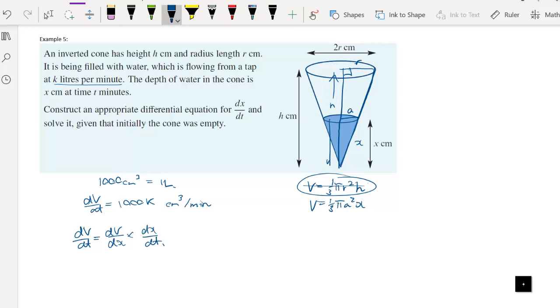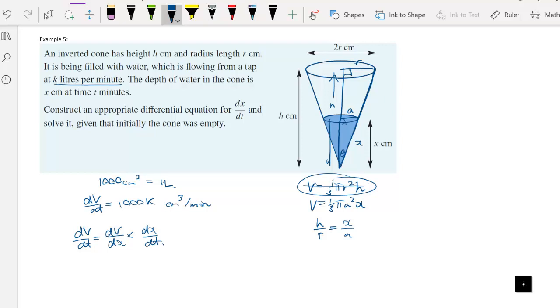Now, we can't actually differentiate this because what we're looking for is dx/dt. And at the moment, we've got a squared in there, which we cannot have. So we need to be able to get rid of this a squared. So we need another relationship, and that's where our similar triangles come in. We can say that the ratio of h over r will be the same as the ratio of x on a. So we've got our small triangle, our large triangle, and our similar triangles, they've got those same angles. So 1, 2, 3 angles, AAA, we can prove they're the same.